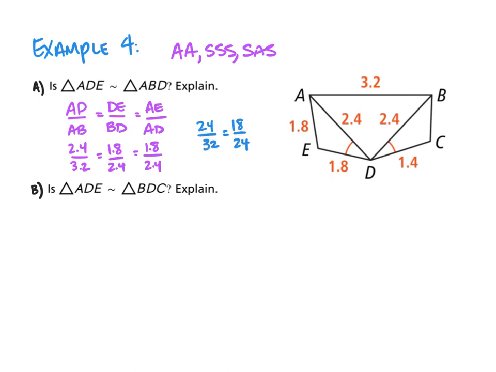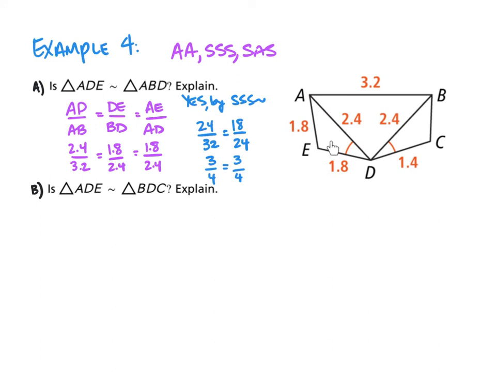And so now I'm going to reduce them. 24 and 32, I can divide both those numbers by 8, and it gives me 3 over 4. 18 and 24, I can divide both of those numbers by 6, and it gives me 3 over 4. So you can see these two ratios are the same. These two ratios are already the same because they're identical. So that tells me that yes, by side side side similarity, I have these two triangles similar to each other.